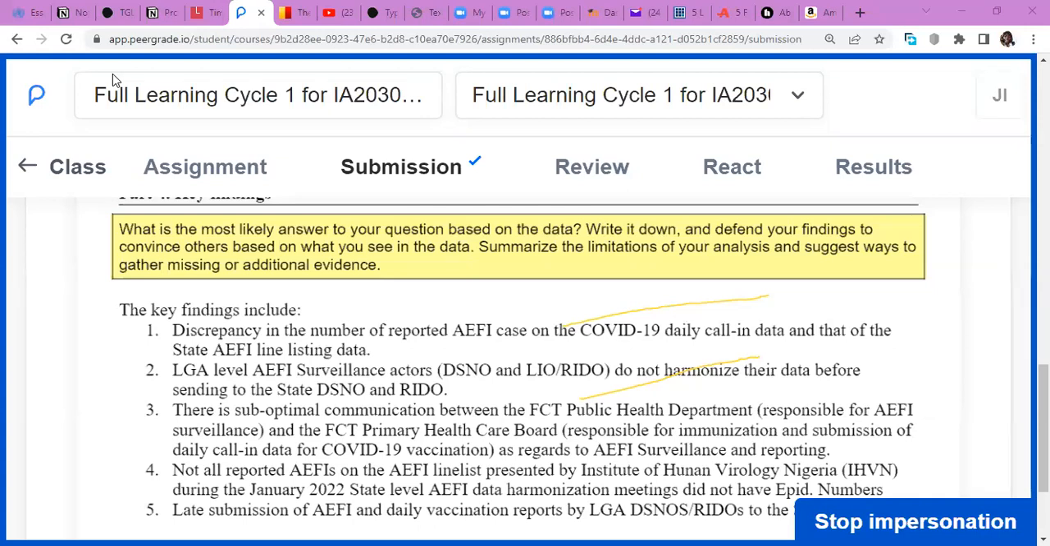Then we equally have partners supporting us. For example, the last time IHBN showed their data on AEFI, it was entirely different from what we had at the state level.